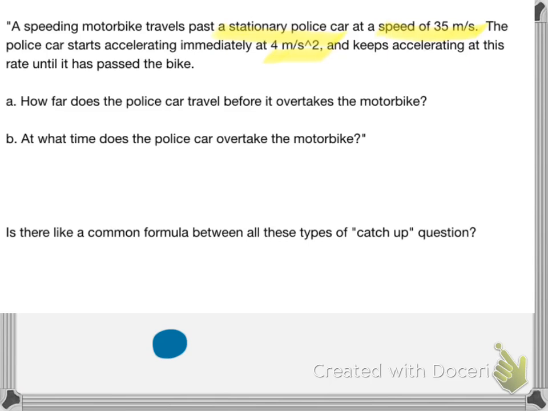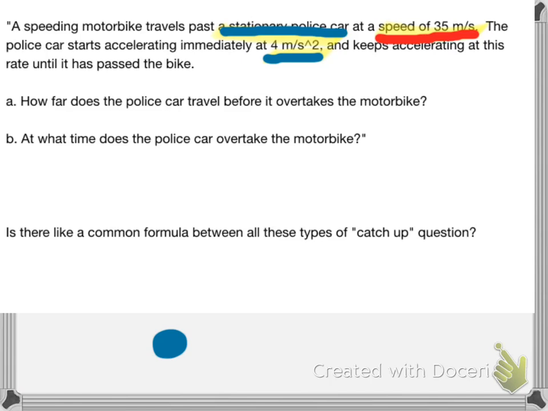So you've got two types of information there. We've got information pertaining to the police car, so the fact that it's stationary, that's the police car information. And then you've got acceleration pertaining to the police car. But then you've got information pertaining to just the speeding motorcycle. So we've got to distinguish between the two and separate them.